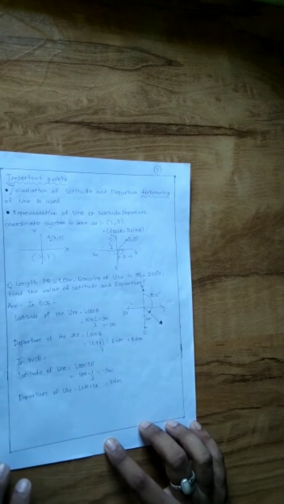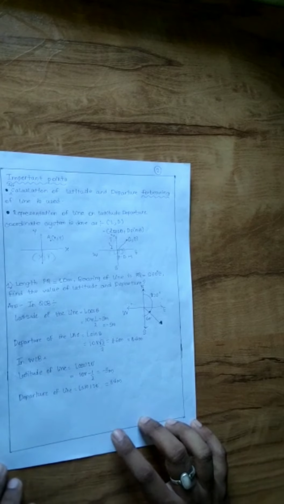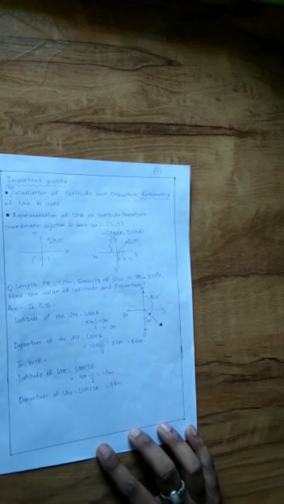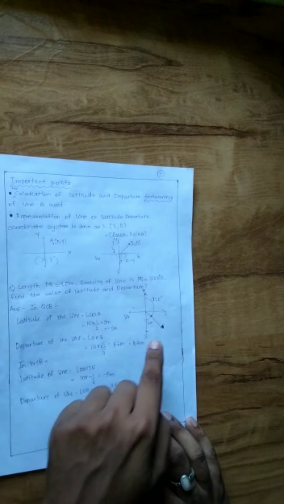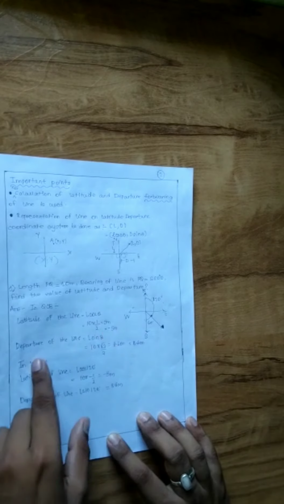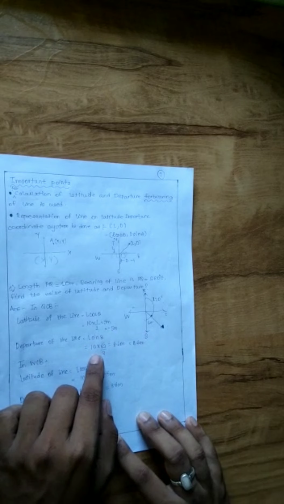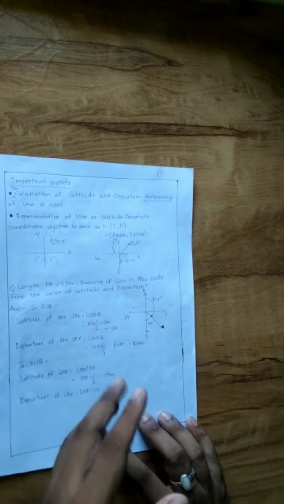So friends, let's solve this problem. Here it's given that PQ is equal to 10 meters and the bearing of the line is south 60 degrees east. We have to find the latitude and departure. We will solve it with two methods, by QCB and WCB. The latitude of the line is L cos theta, the angle is 60 degrees, so 10 into half, which becomes 5 meters, and the departure of the line is L sin theta, which is 10 into sin 60 degrees, which is root 3 by 2, so it becomes 8.6 meters.